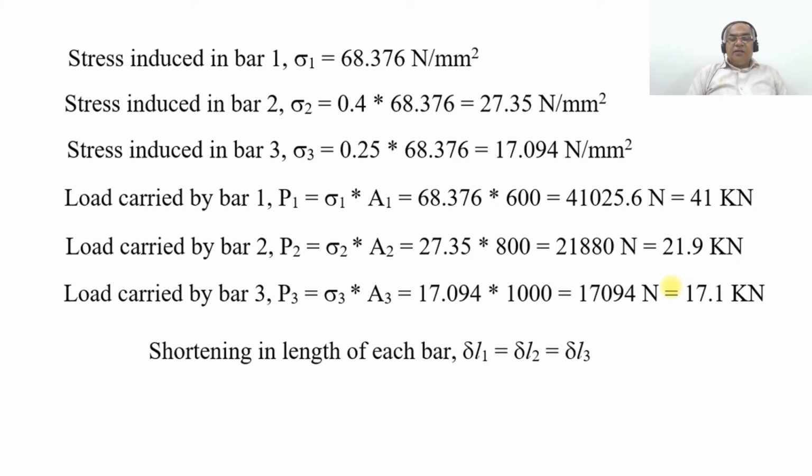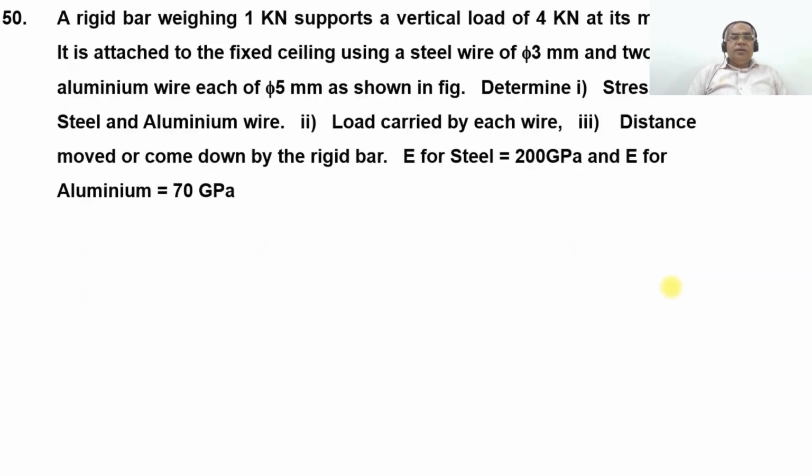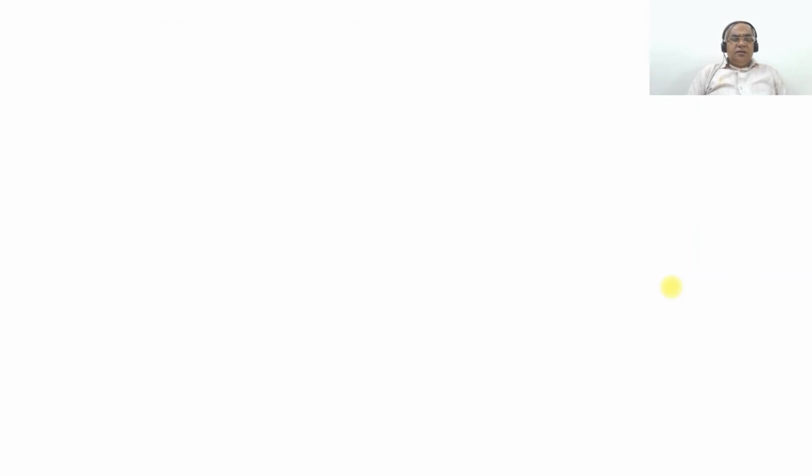So what is the shortening in length of each bar? The shortening in length of each bar, as the compressive load is applied from the top, is the same. Therefore, delta L1 is equal to delta L2, which is equal to delta L3. So you take P1 into L1 by A1 into E1, that is equal to sigma 1 into L1 by E1. You know the value of sigma 1, which is 68.376, into 1000 divided by 2 into 10 to the power of 5. On simplification, you are going to get it as 0.342 mm. So this is how you will be able to calculate the given values.